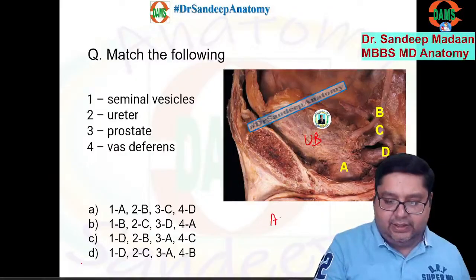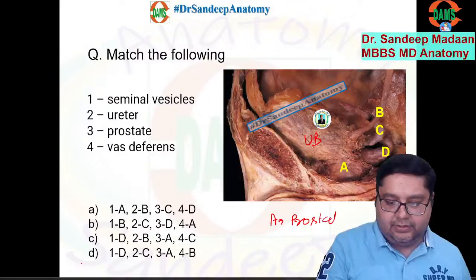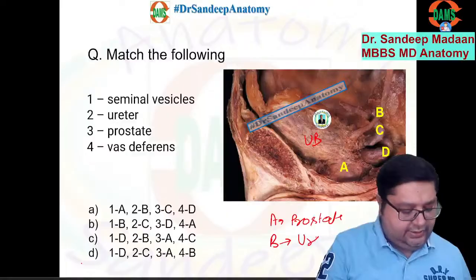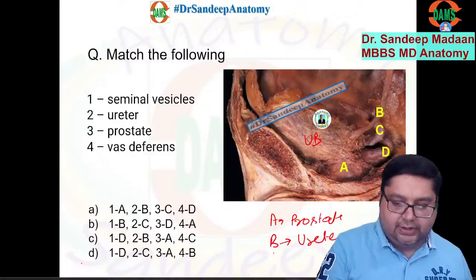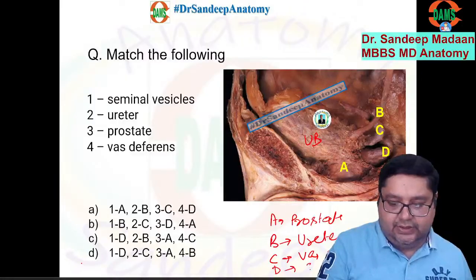What is A? It is prostate. What is B? It is ureter. What is C? It is vas deferens. And what is D? It is seminal vesicle.